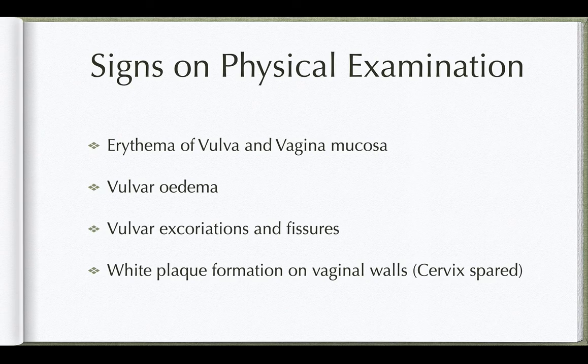Upon the examination of the patient, erythema of the vulva and vaginal mucosa is noted, with vulval edema, and in severe cases due to itching and scratching and ulceration could result in excoriations and fissures. White plaque formation on the vaginal walls could also be noted on speculum examination. The cervix is most likely spared, appearing macroscopically normal, and the patient should not experience cervical excitation or tenderness upon examination.